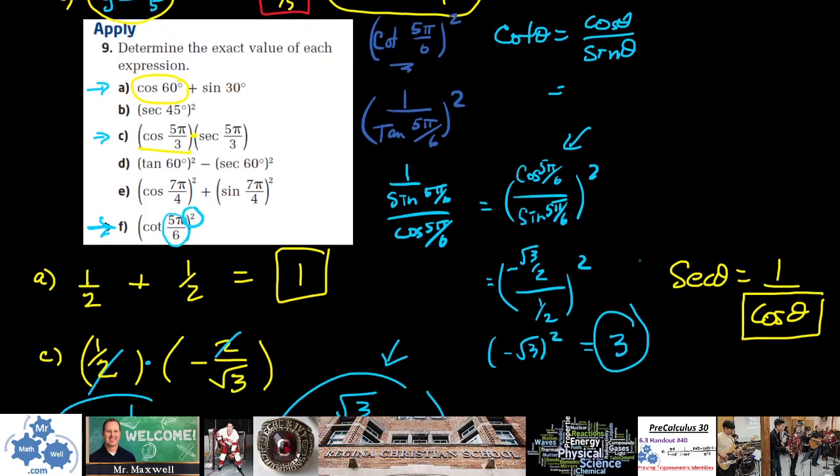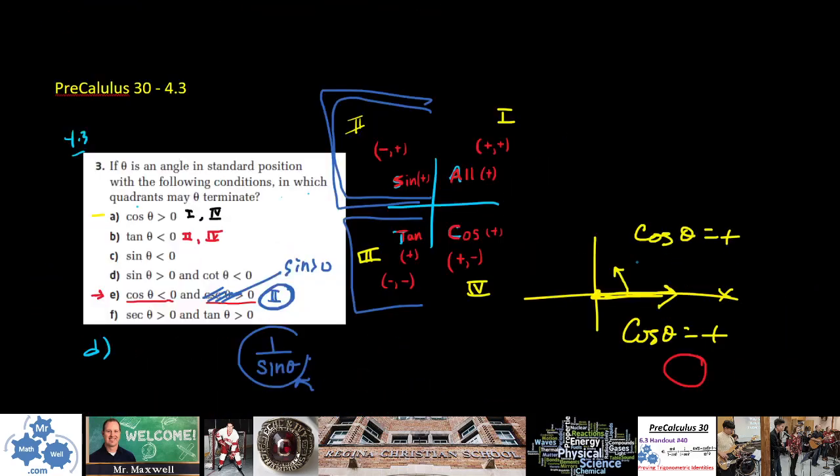Any other questions? Any other questions about 3, 8, or 9 here from 4.3?